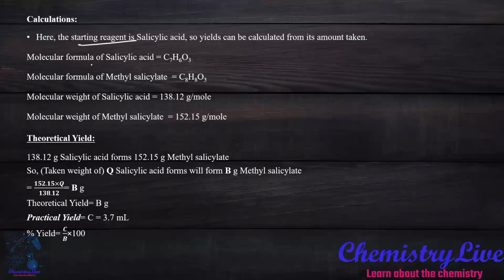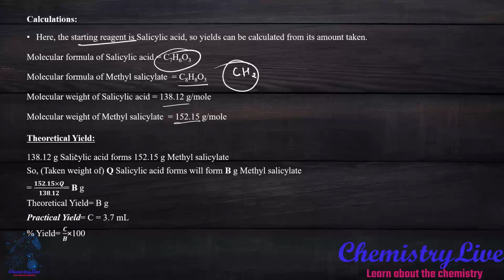The starting reagent is salicylic acid. The molecular formula of salicylic acid is C7H6O3. The molecular formula of methyl salicylate is C8H8O3, because, you see here, there is only one CH2 more compared to the starting reagent. The molecular weight of salicylic acid is 138.12 gram per mole. The molecular weight of methyl salicylate is 152.15 gram per mole.